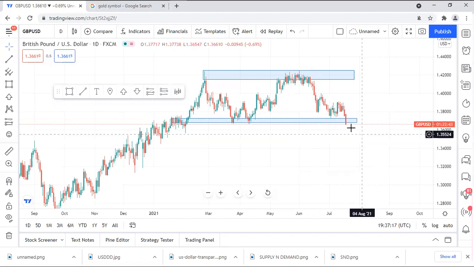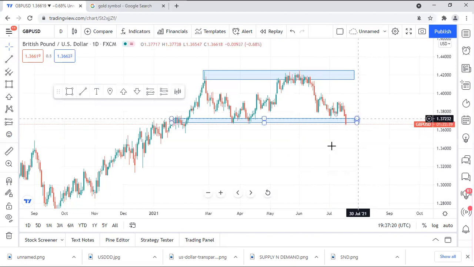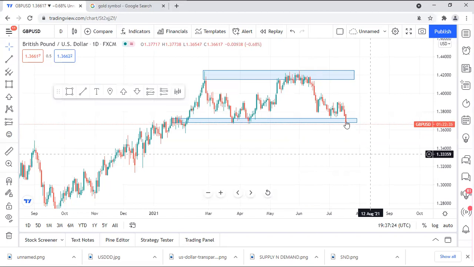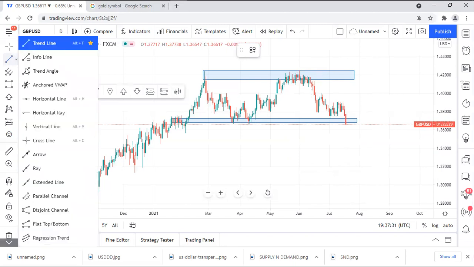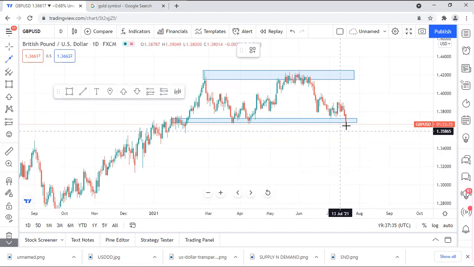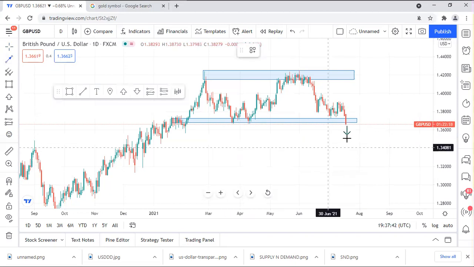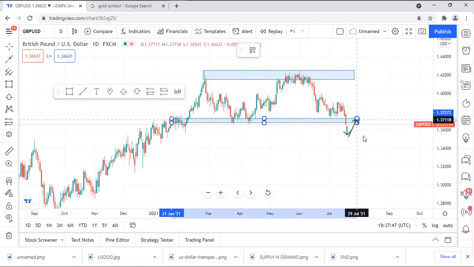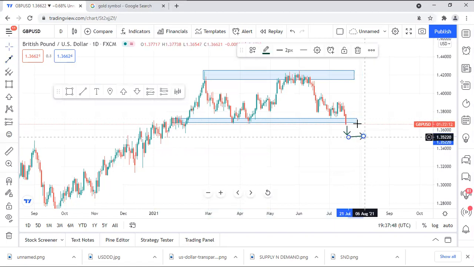So the momentum of this candle and the close of this candle will determine if this zone is broken or not. If the candle closes outside here, like this, what we will expect is a pullback to test that zone there. And this one now becomes our supply zone.